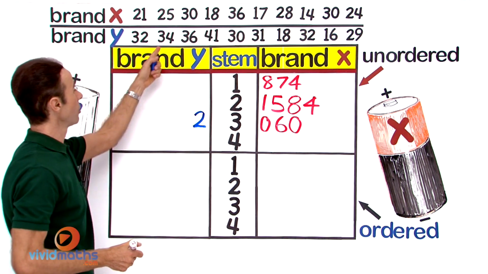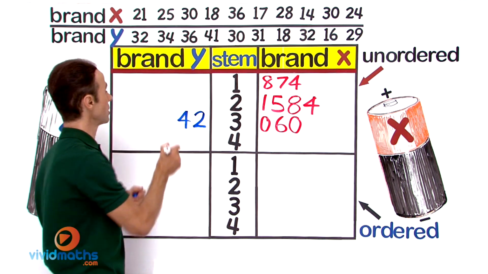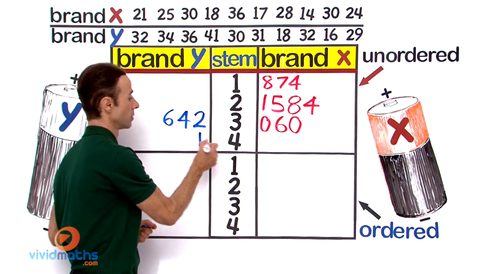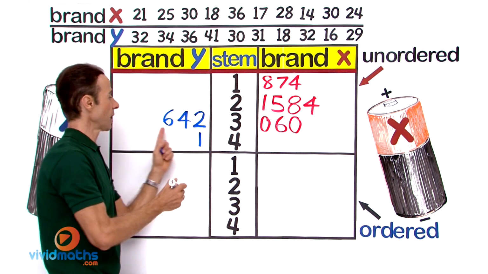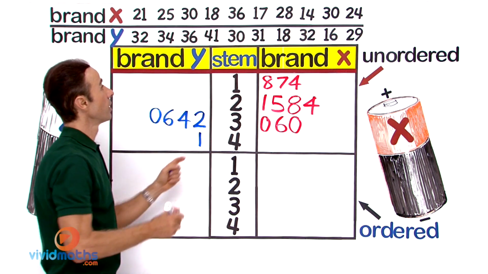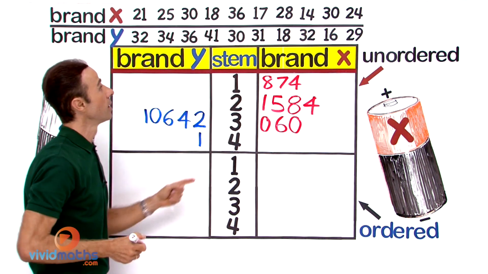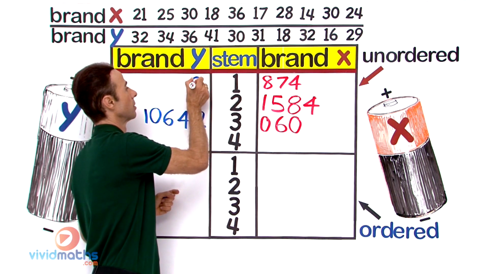There's our 32. Then we have 34. Then we have 36. 41, 4 and 1. We have 30 right over there, so it's 3 and 0. Then we have 31, so that's 3 and 1.